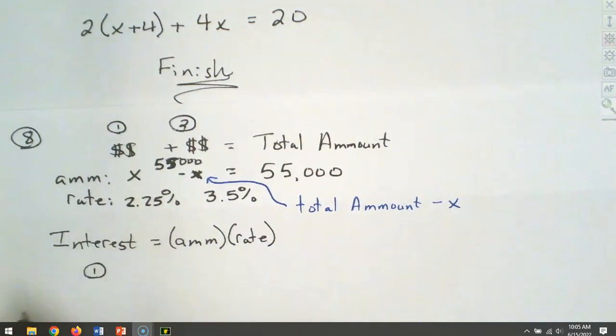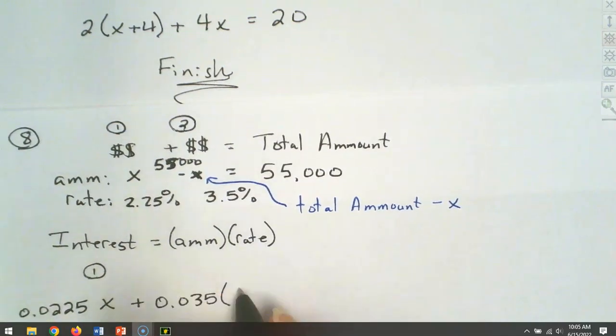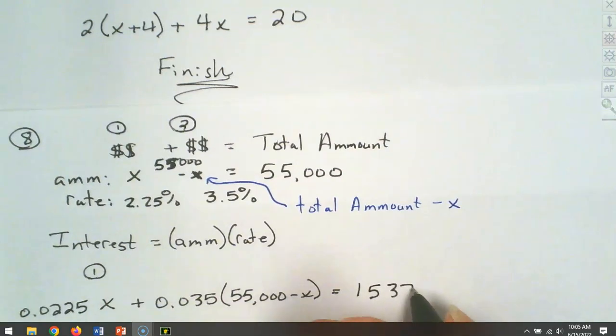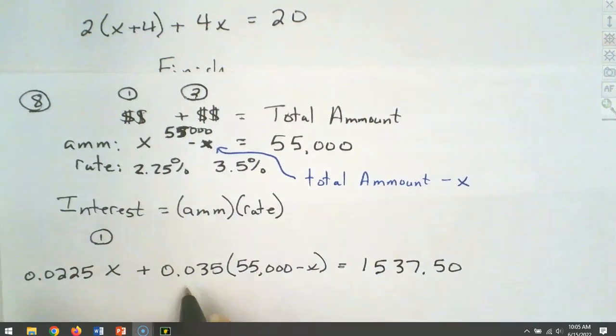On the first one, what do we have? We have X for the amount, and rate is 2.25, so that's 0.0225. We've got the X attached with it. Then we're going to add on to that 0.035. And how much is in there? 55,000 minus X. And it does not equal 55,000. It equals $1,537.50. There's your equation, and you can finish it from here.